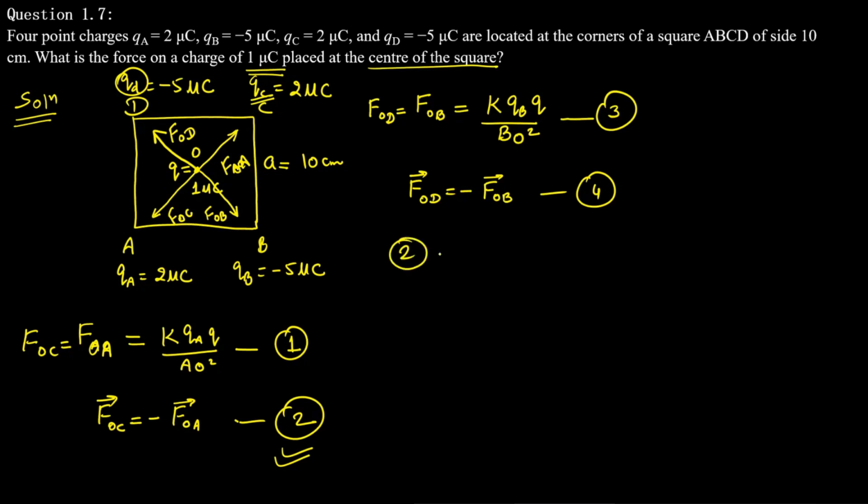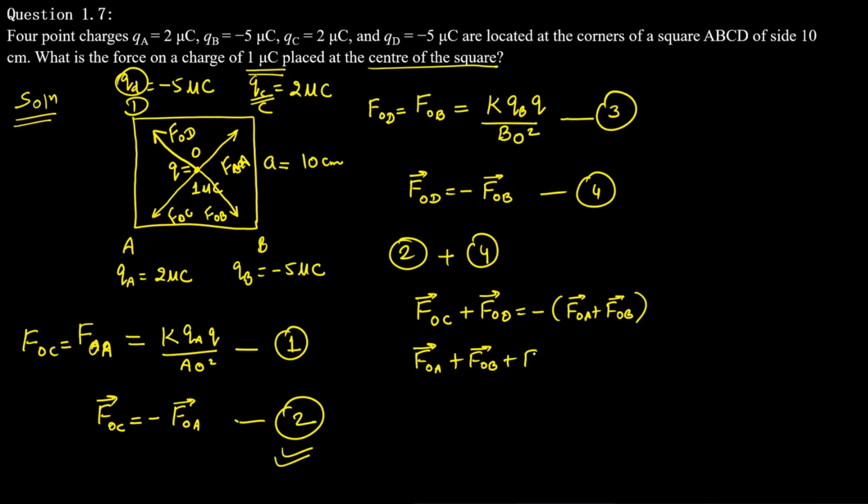Now from equation 2 and 4, if I want to write, I will get this equation: F of OC plus F of OD is equal to minus F of OA minus F of OB. So finally F of OA plus F of OB plus F of OC plus F of OD will be 0. So I hope it is clear to you now.